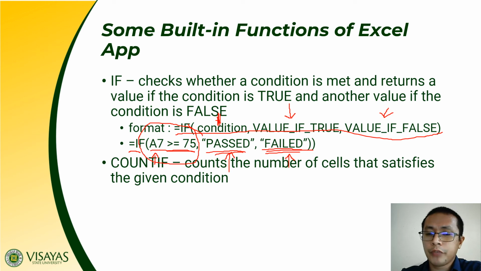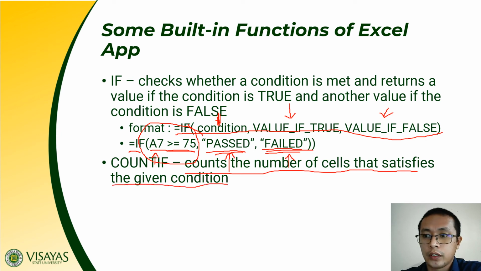Then we also have your countif function. The countif function counts the number of cells which satisfy a given condition. So unlike our count function earlier, which only counts numeric entries, with our countif function we are going to specify the condition on which data is to be included in our counting. For example, we only want to count the number of students with a remark of passed. So we can make use of countif.